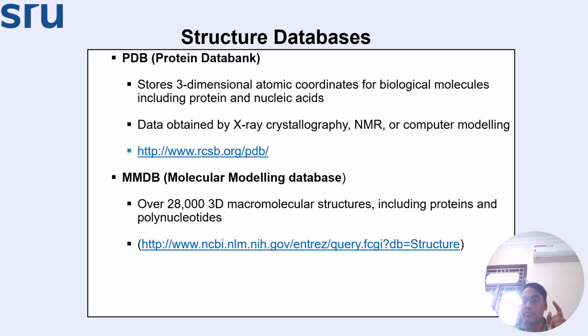NMR has a resolution of nearly 1.8 to 2.5 Angstrom, and then computer modeling. We are modeling the sequences based on these known structures. We'll be discussing it later. Okay. MMDB, the macromolecular database. Over 28,000 3D protein structures are there now.